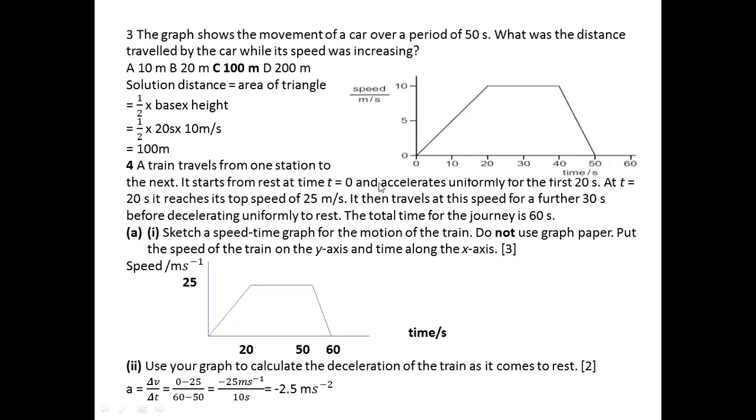It is mentioned that it accelerates uniformly for the first 20 seconds. So what is the shape of a speed-time graph for constant acceleration? It is a straight line. So the straight line will start from the origin and go till 20 seconds.